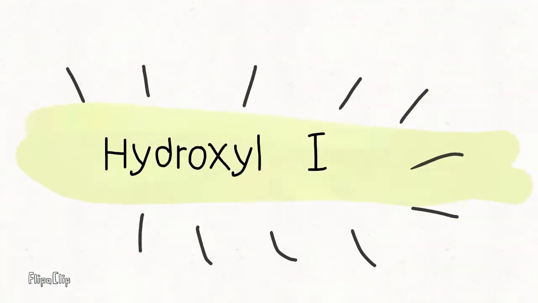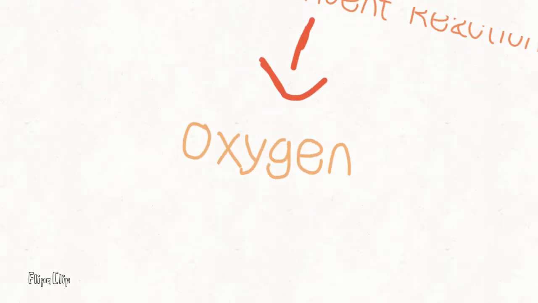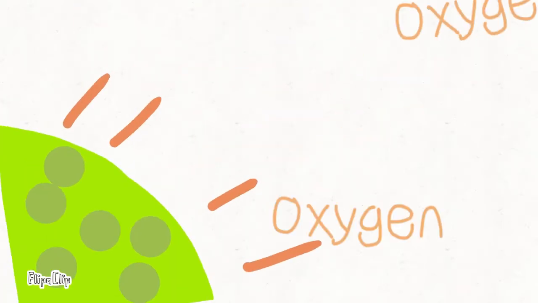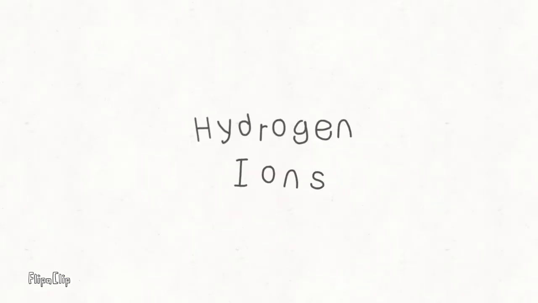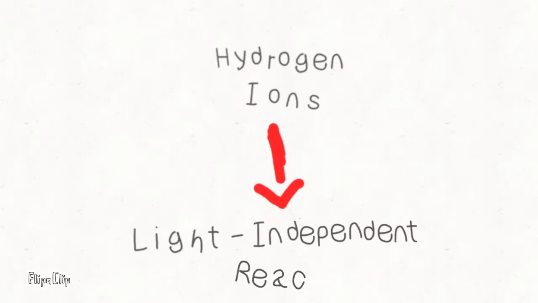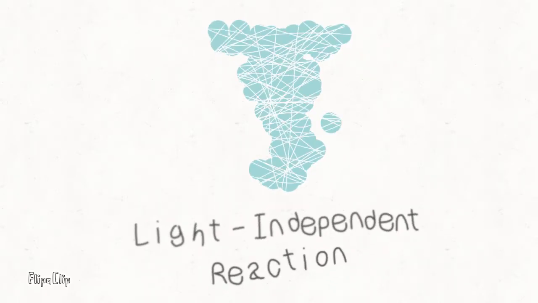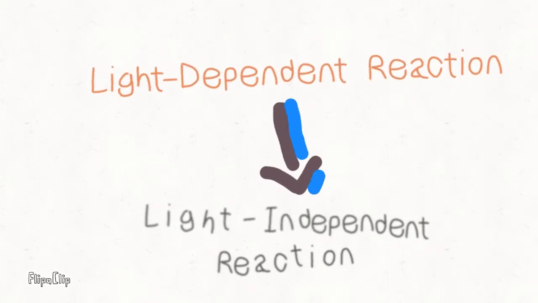The hydroxyl ions will undergo many processes in order to produce water and the byproduct of light-dependent reaction, such as oxygen, will be released into the atmosphere via exiting from the stomata, while the hydrogen ions will be later used in light-independent reaction. After the first reaction, it is followed by light-independent reaction.